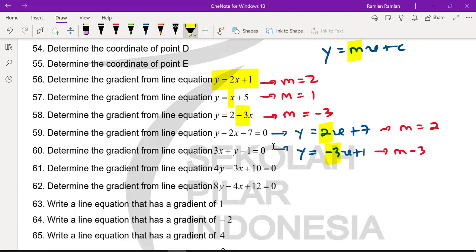Okay, so if the form is not in this form, change it into that form and then take the coefficient of x. Okay, let's go to this question here.